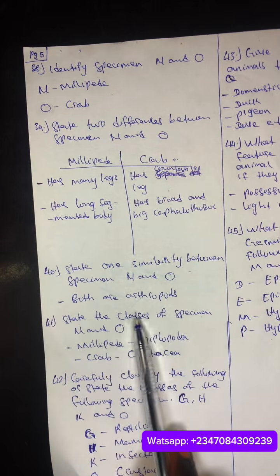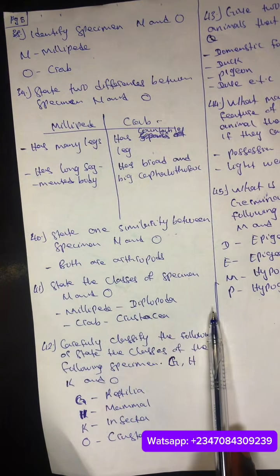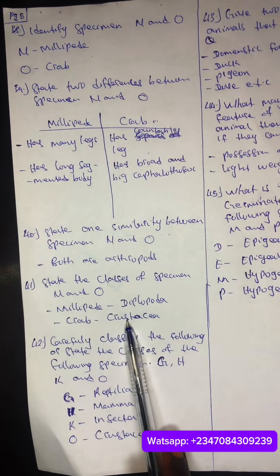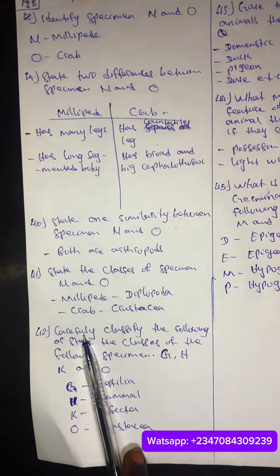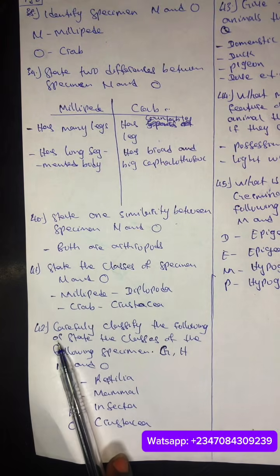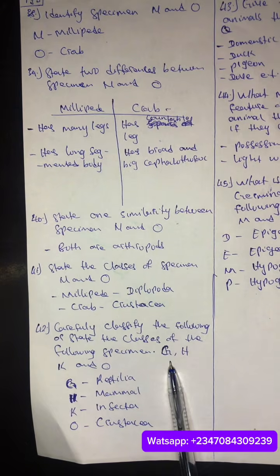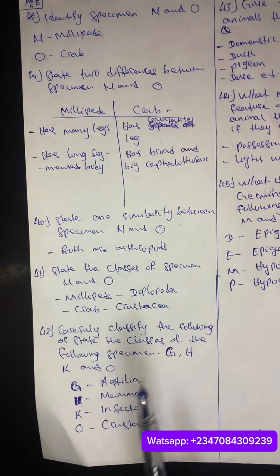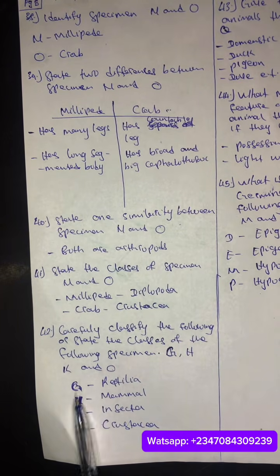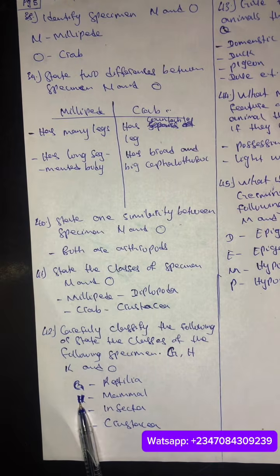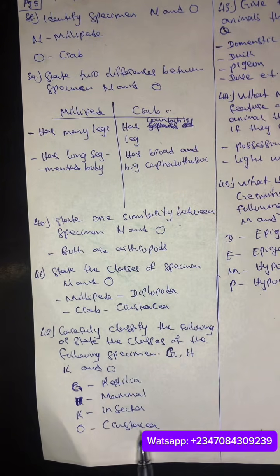Number 41. State the classes of specimen N and O. Millipede is diplopod. Under the phylum of arthropod, we have diplopod, and we have crab to be crustacea. Number 42. Carefully classify the following, or state the class of the following specimen. Please, if you can't see my handwriting, tell me in the comment section. Specimen G is reptilia, specimen H is mammalia, specimen K is insecta, specimen O is crustacea.